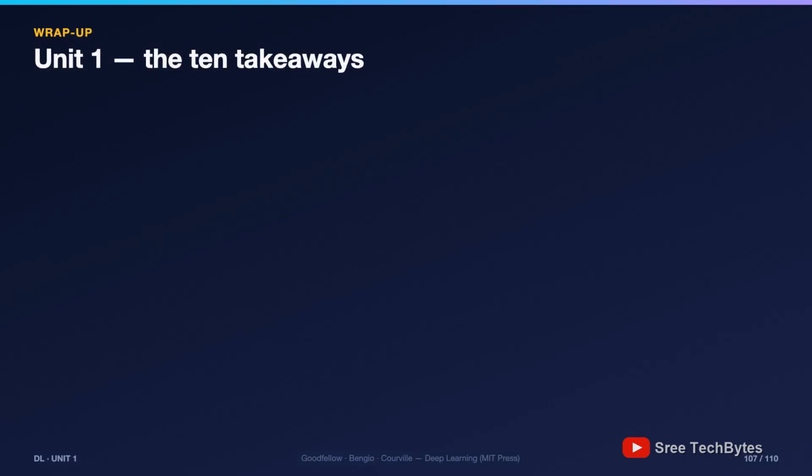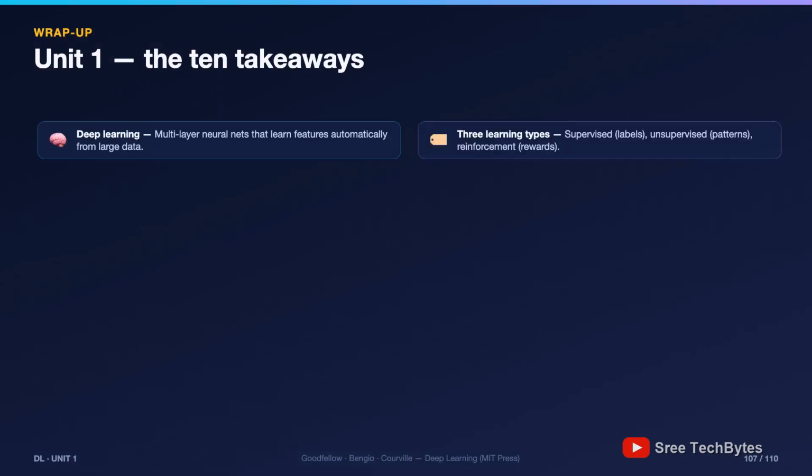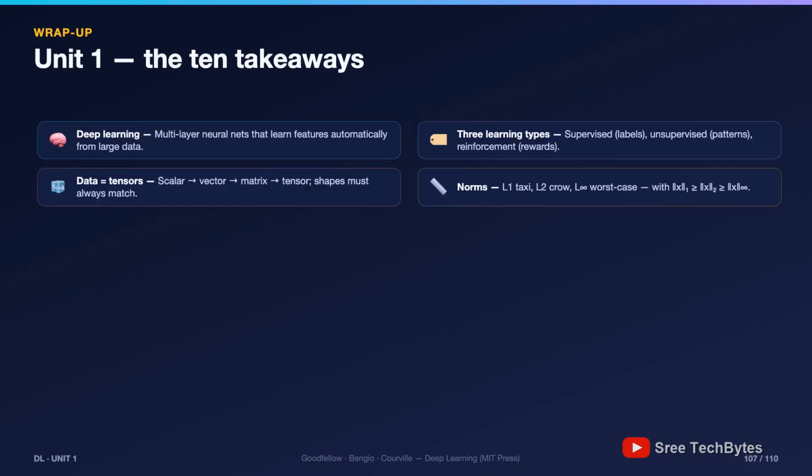And here we are, the summit. Let's look back at the entire territory we've covered in 10 takeaways. Try to explain each to yourself before I do. Deep learning: multi-layer networks that learn features automatically. The 3 learning types: supervised with labels, unsupervised for patterns, reinforcement from rewards. Data is tensors, scalar to vector to matrix and beyond, with shapes that must always match.